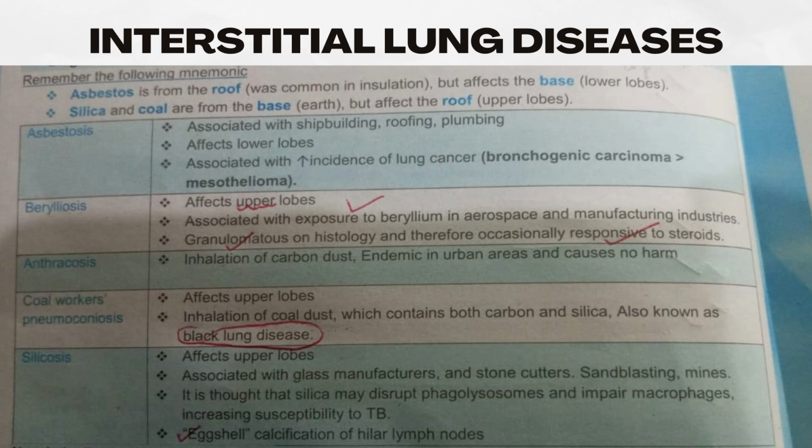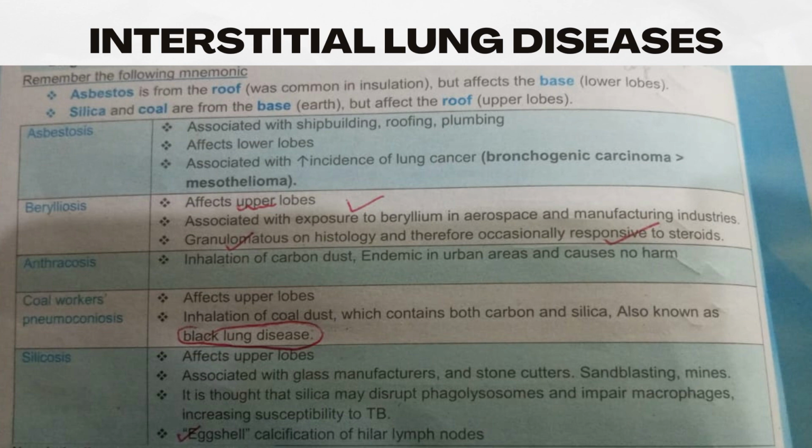It is caused by the inhalation of coal dust, which contains both carbon and silica, and is also known as black lung disease. Whereas silicosis also affects the upper lung and is associated with glass manufacturers and stone cutters, sandblasters, or coal mining. It is thought that silica may disrupt phagolysosome and impair macrophages, and it also increases susceptibility to TB. Eggshell calcification of hilar lymph nodes is seen in silicosis.